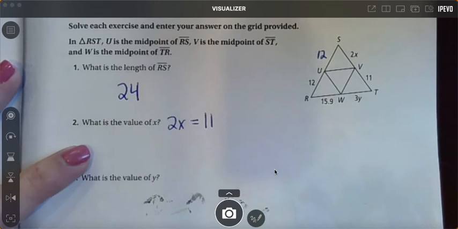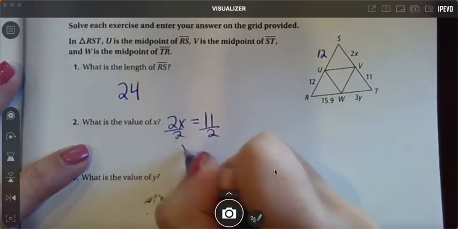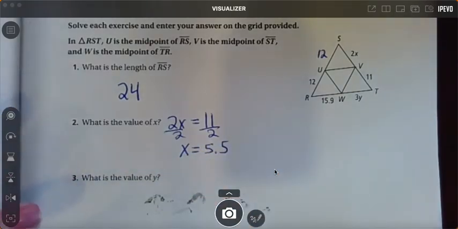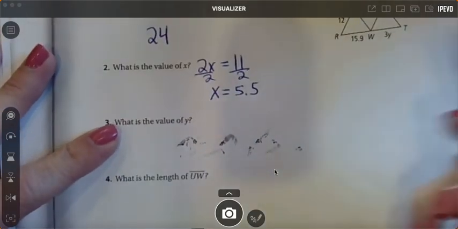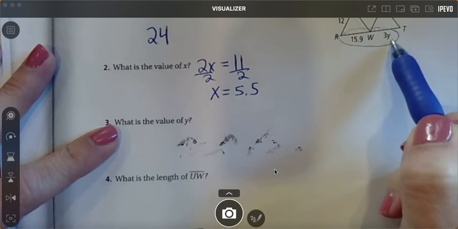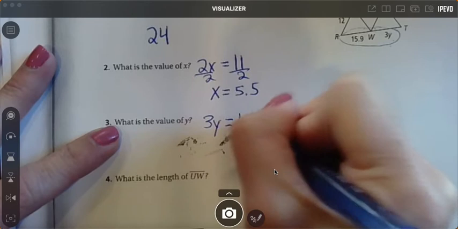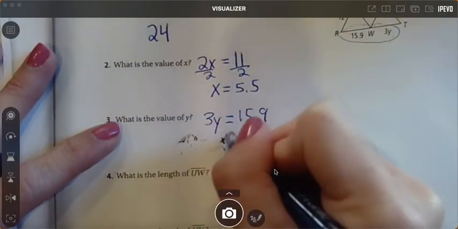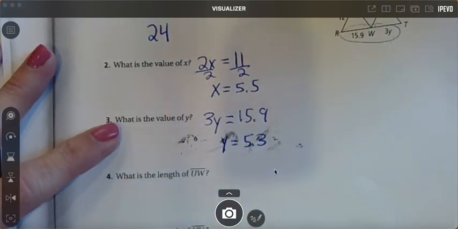How do you solve for X? You would divide by 2. And did y'all get 5.5? I think so. Okay. Close to 6, yeah. Okay. What's the length of Y? So I've got these 2 pieces. We know that this half equals this one. So 3Y equals 15.9. What do I do to solve that? Divide by 3. So I would get 5.3. Are we getting this? Yeah.